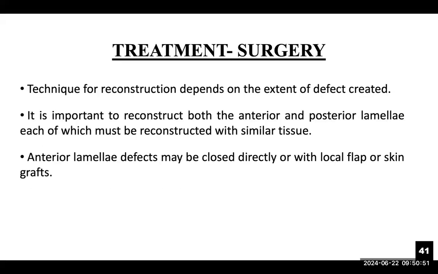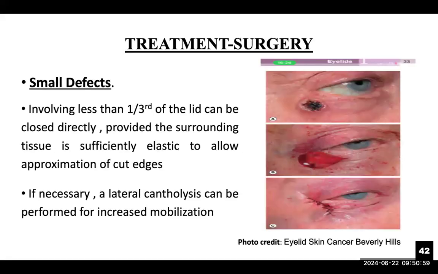Anterior lamellar defects may be closed directly or with a local flap or skin graft. Small defects, involving less than 1/3 of the lid, can be closed directly, provided the surrounding tissue is sufficiently elastic to allow approximation of cut edges. If necessary, a lateral cantholysis can be performed for increased mobilization of skin. Then for moderate defects, next slide, please.